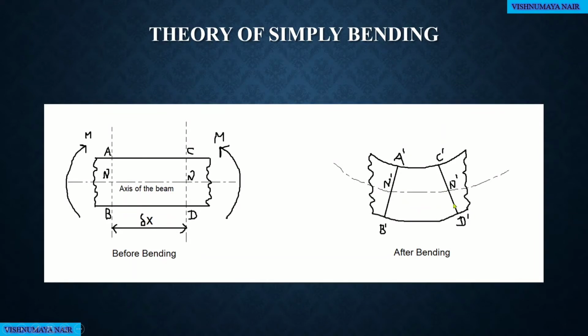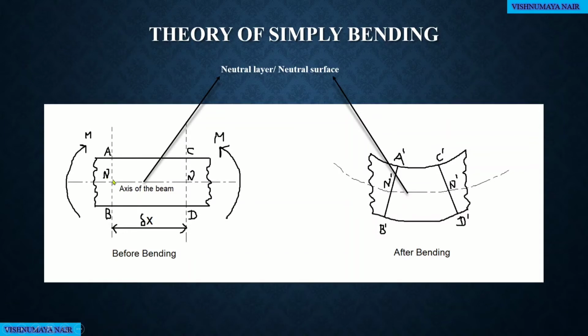The lengths are varying. The topmost layer AC has been deformed to a shape A prime C prime and it has got shortened, whereas the bottommost layer BD has been deformed to a shape B prime D prime and it has got elongated. So from this figure, it is very clear that some of the layers have got shortened while the others have got elongated. There will be a layer which will neither get elongated nor shortened, and that layer is known as the neutral layer or the neutral surface.